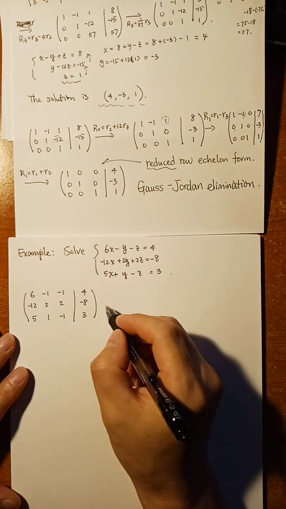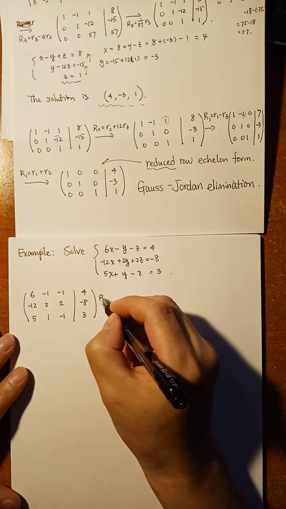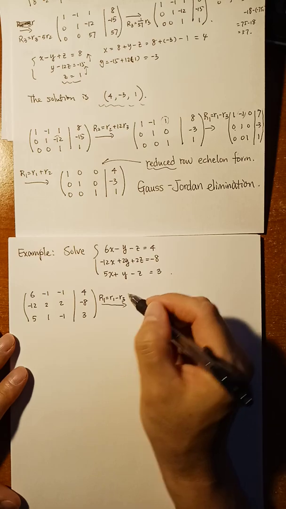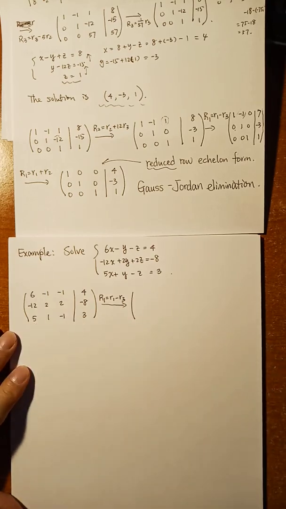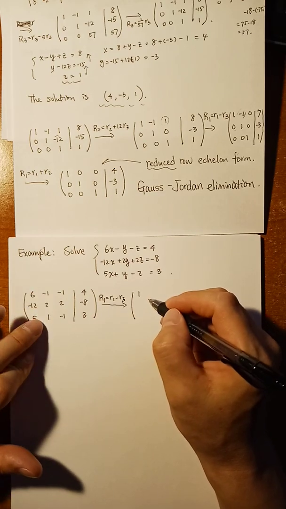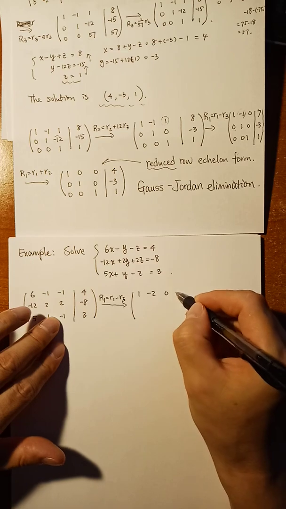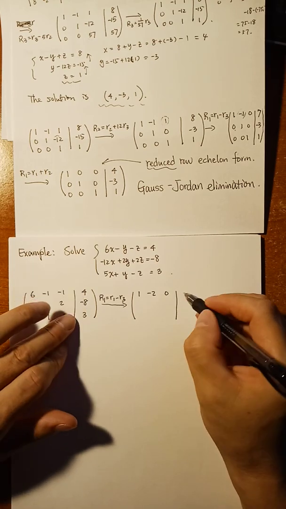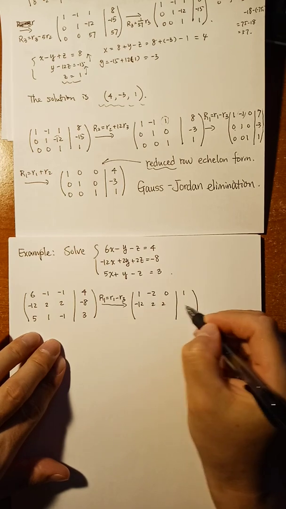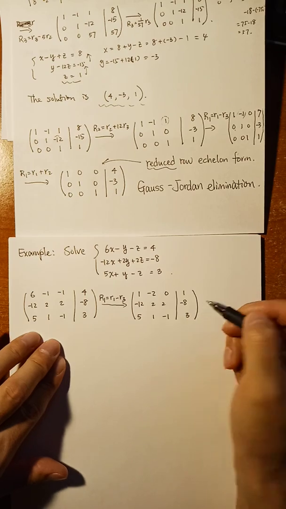So the strategy is the following. You see, here's 6, here's a 5. The new row 1 is original row 1 minus original row 3. I use 6 minus 5 to get 1. So 6 minus 5 is 1. -1 minus 1 is -2. -1 minus -1 is 0. 4 minus 3 is 1. Okay? So let's copy the other 2 rows.